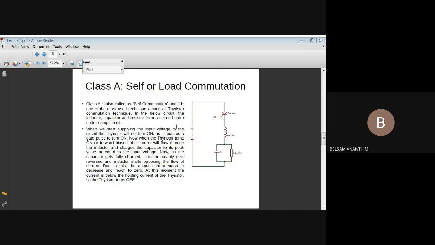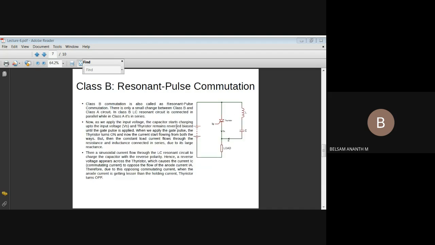And the self or load commutation. So now here, this self commutation, or another way we call it load commutation. Two things will happen, as I told you earlier: one may be turn on and another one may be turn off, due to the forward and reverse conduction. At the same time, please remember in your mind, here my thyristor is connected in series with the inductance as well as the capacitance. That's why it is called self or load commutation. Maybe my load is connected in parallel across your capacitor. So please remember that. The specialty is that it is called class A commutation, and the thyristor is connected in series with the L and C values.